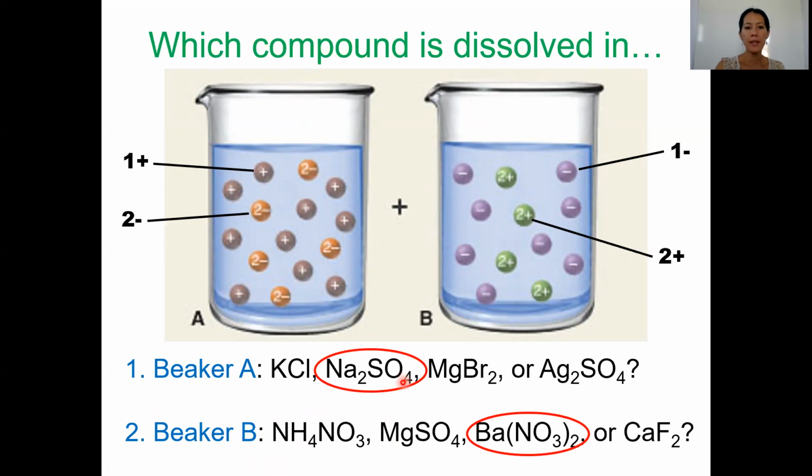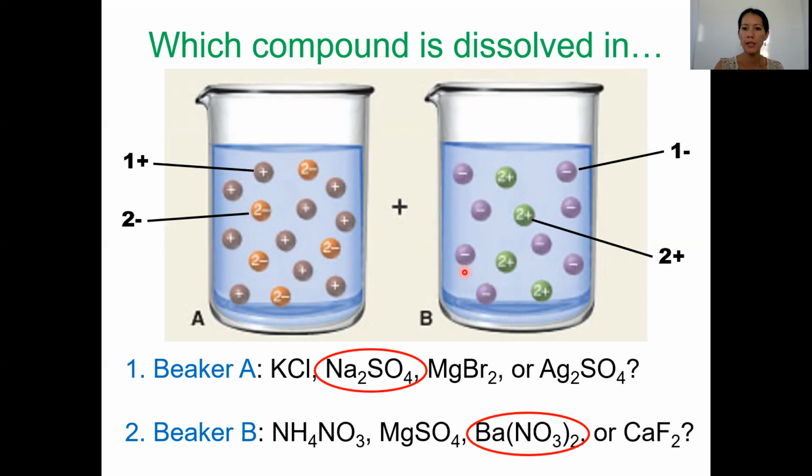So beaker A must be sodium sulfate because sodium's a 1+ and sulfate's a 2-, and it's the only one that can be dissolved. Here it's not KCl because Cl is a 1-. Magnesium bromide, Br is a 1-. And here silver sulfate, that doesn't dissolve in water. So it wouldn't produce this whole beaker of all free-floating ions.